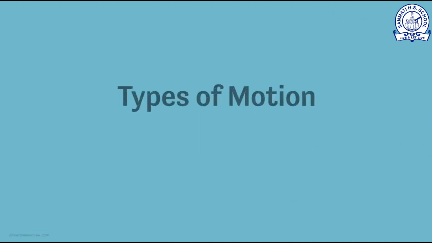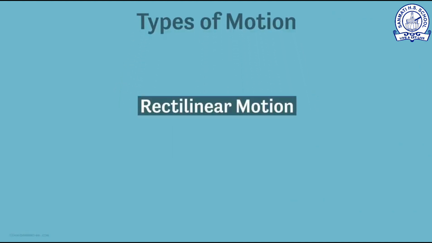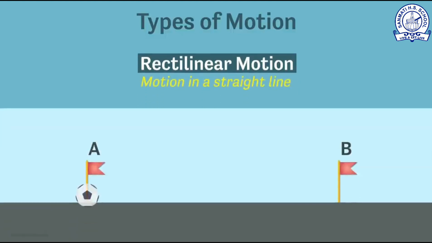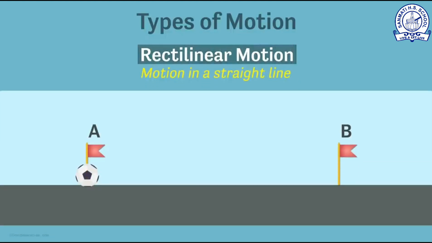The simplest of all is the rectilinear motion. It is the motion of a body in a straight line. The example that we saw earlier is of a rectilinear motion. The object is moving in a straight line from A to B.